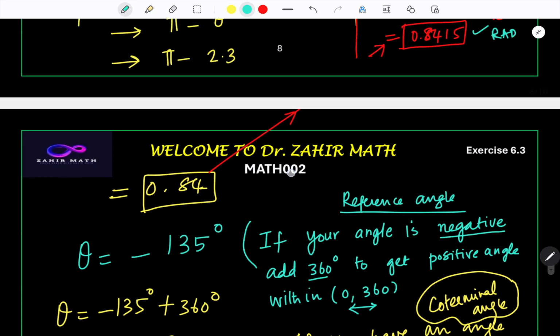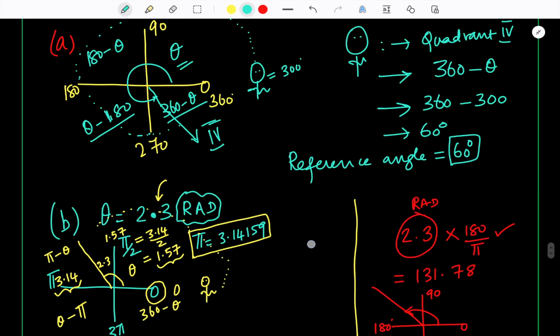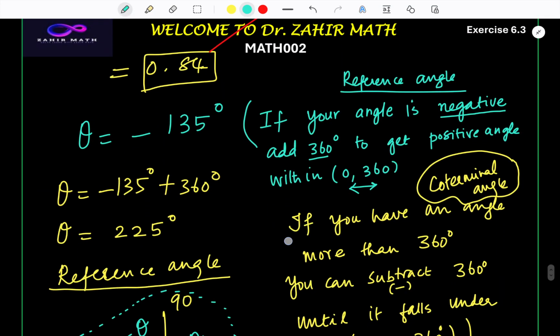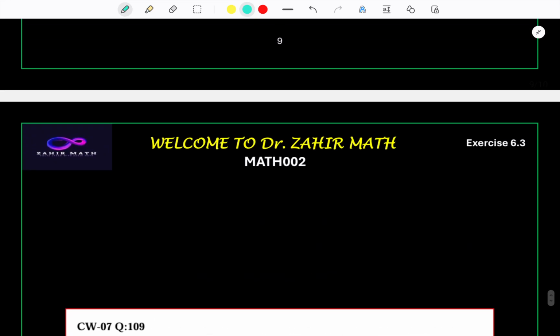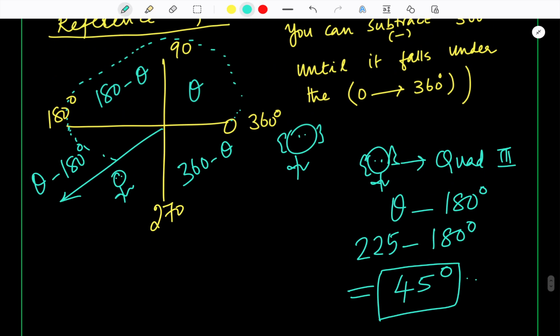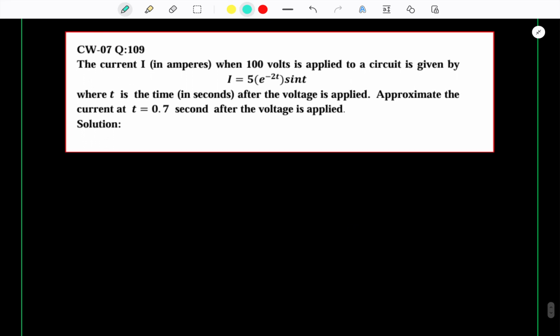So one is a positive degree, one is in radian, and another one is a negative angle. Negative angle means you should add 360 to get positive. That's this question. Clear, all of you? I hope it's very easy, not so difficult. Let's go to the next question.